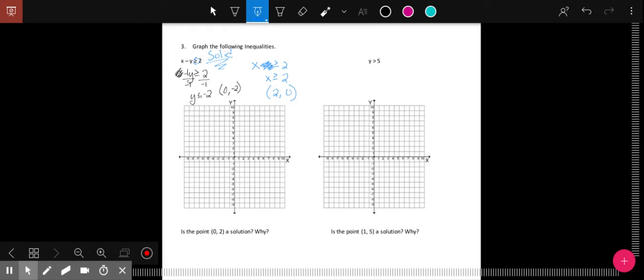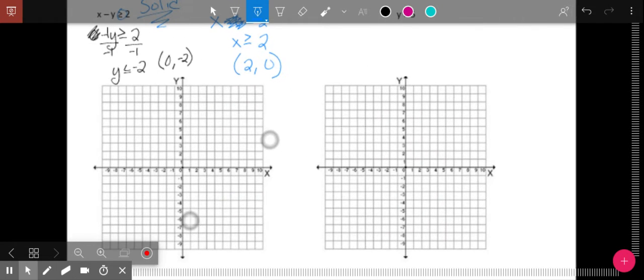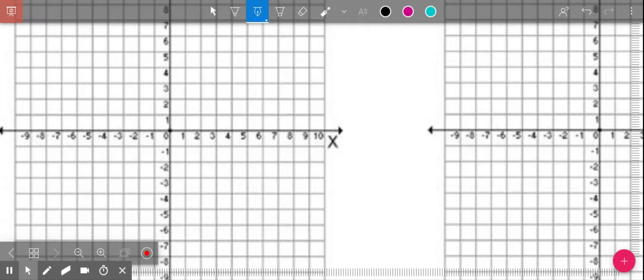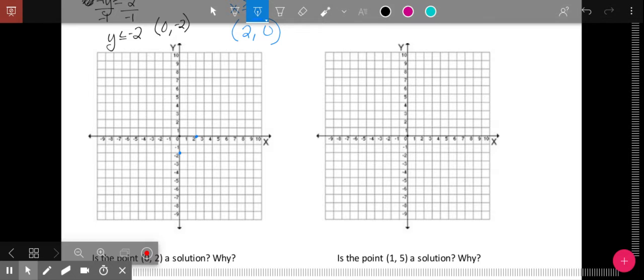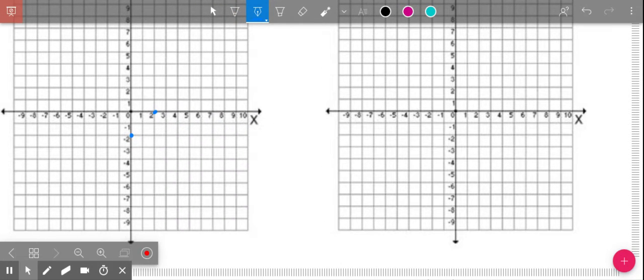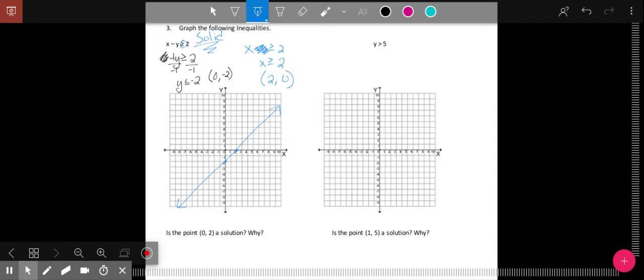Okay. So I'm going to plot my two intercepts. So I've got 0, negative 2, and 2, 0. And then I'm going to connect my points. This line isn't going to be near straight. I can already tell. Okay, notice it goes all the way to the edges. Okay, it's nice and straight. You do have your note cards, so please make sure you're using those.